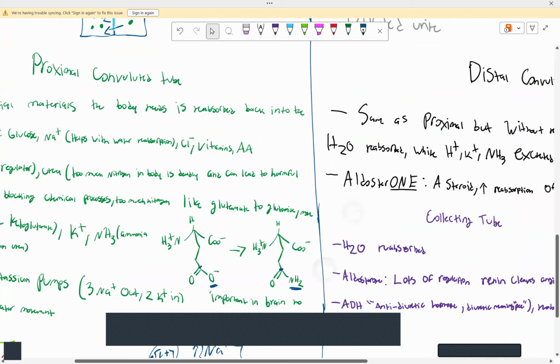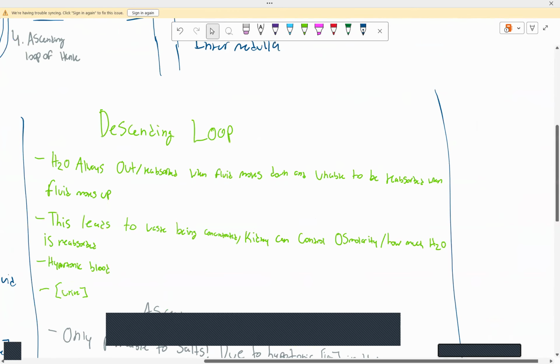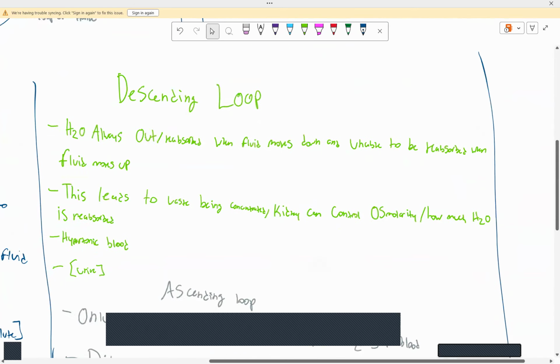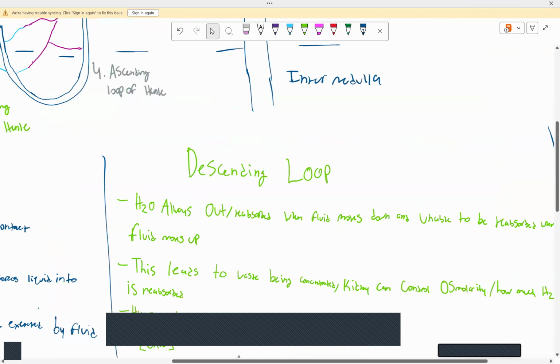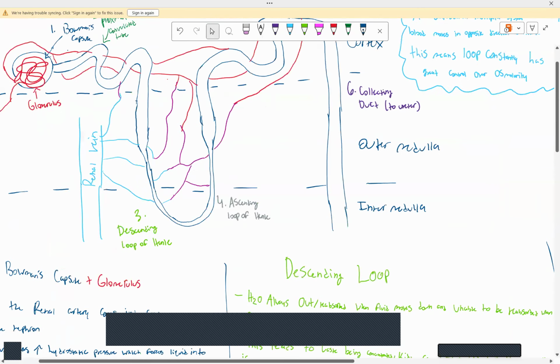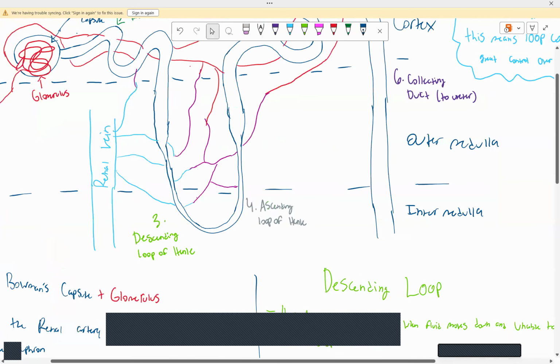But anyway, I think I rambled on a bit. In my neuron video, I go more in depth on the sodium potassium pump because it's really important in a ton of different bodily functions. Now let's go into the loop of Henle, which has a descending part here, and then it has an ascending part.